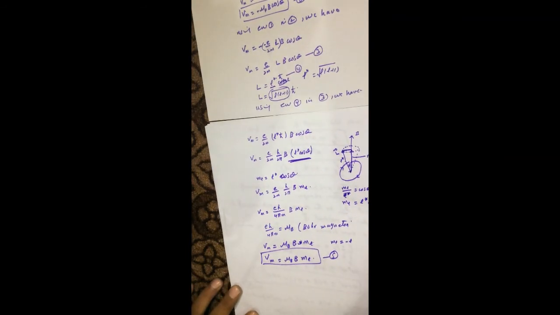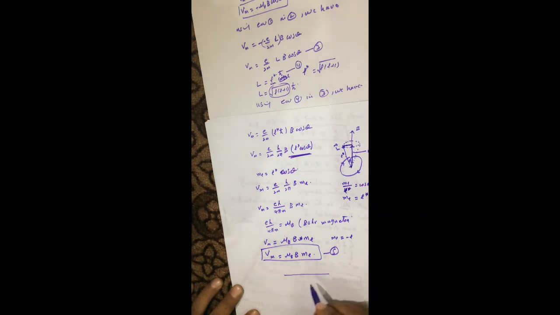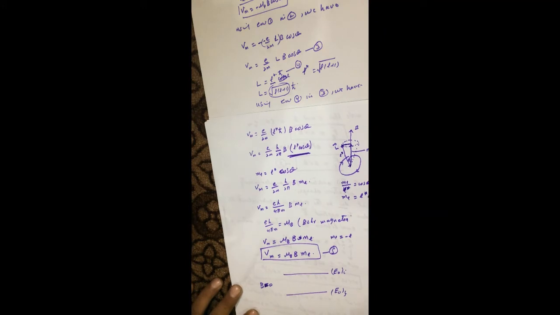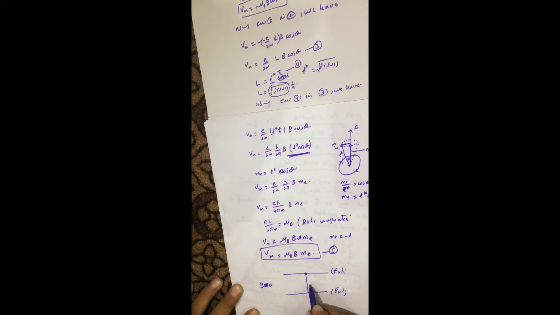I will explain this equation. Suppose we have two energy levels, one I call E naught I, and the other one E naught F. This is the case when there is no magnetic field, B is equal to zero. When the electron jumps from the higher energy state E naught I to the lower energy state E naught F, it emits energy in the form of radiation, which I call h nu naught.